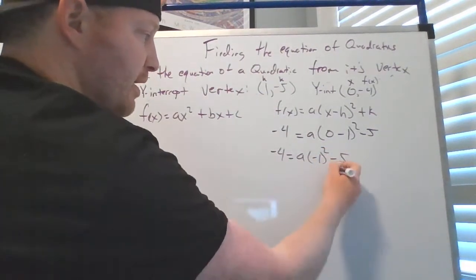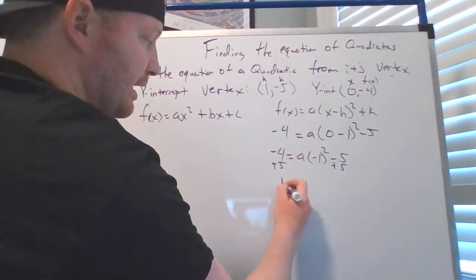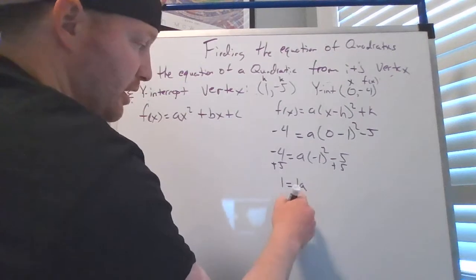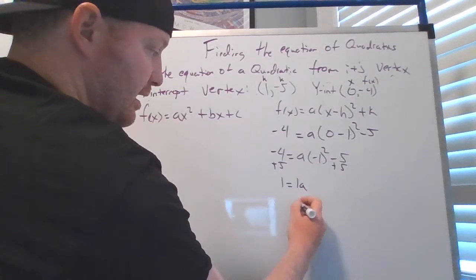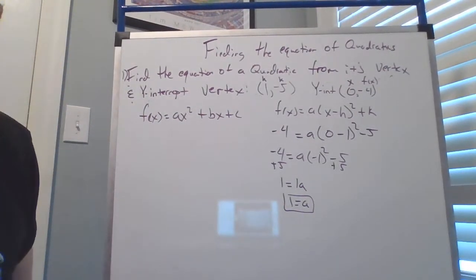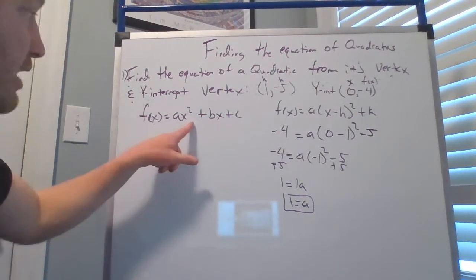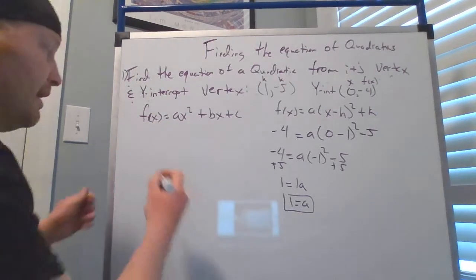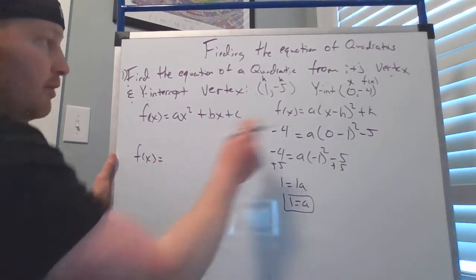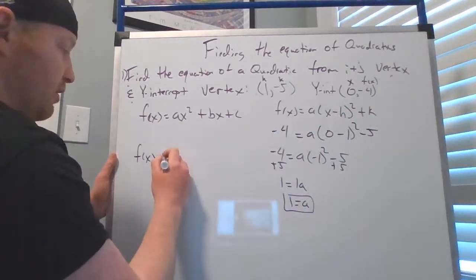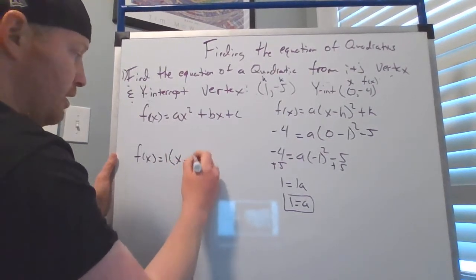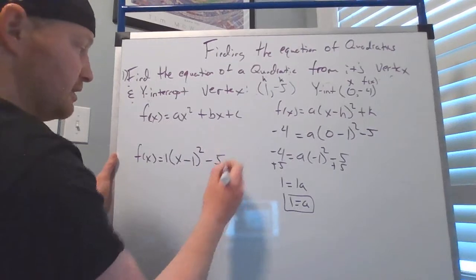I can go ahead and speed things up. I'm going to add 5 to both sides. And I get 1 equals, (-1) squared is 1, 1a. So now we know a equals 1. Okay, so now that we know a equals 1, I'm going to solve my equation to write it in this format. So again, I do my f of x equals, we know a is 1, so we go back into this. So I know this is 1 times (x minus 1) squared minus 5.